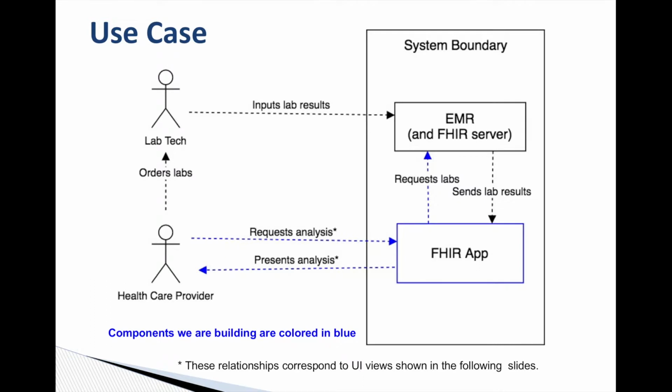Our FHIR'ed app supports a single use case. The health care provider orders liver function tests, the results of which are entered into the EMR. When the labs are ready, the provider opens the app and submits patient information. The app communicates with the EHR, analyzes the lab results, and presents the provider with evidence supporting predicted diagnoses. In this slide, we color components that are part of our system blue.